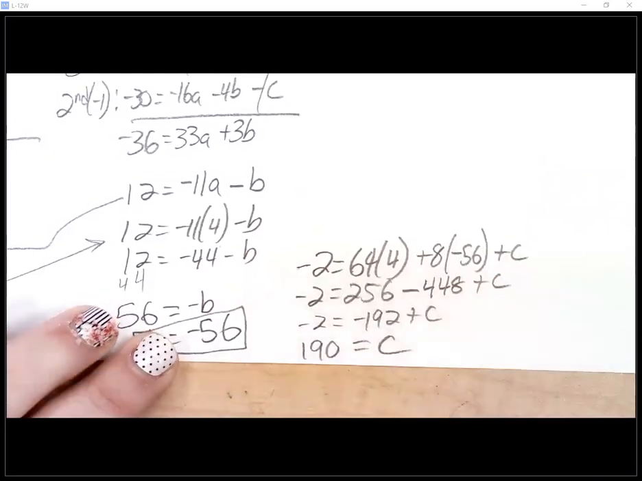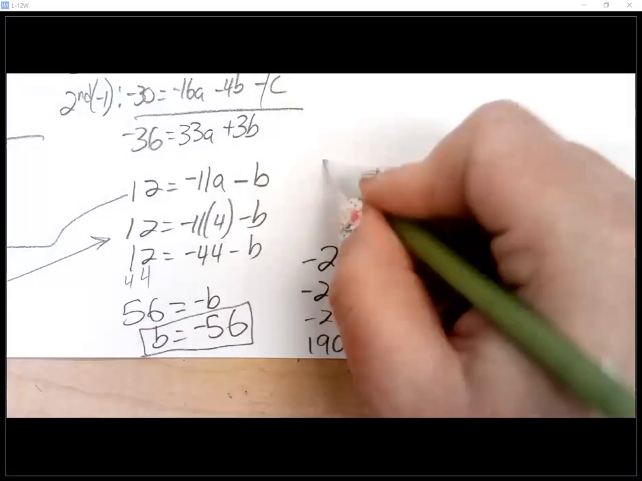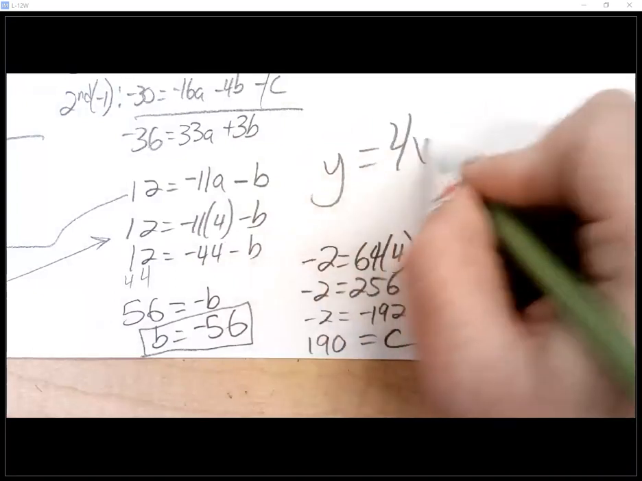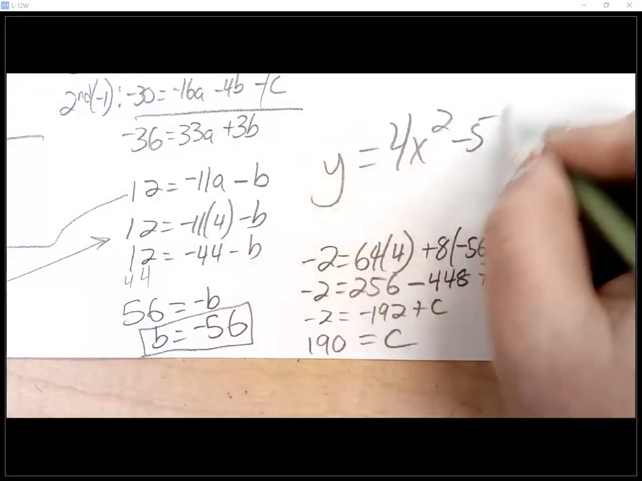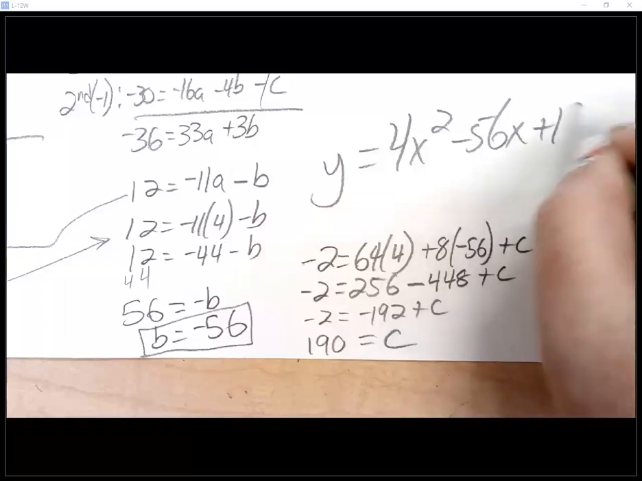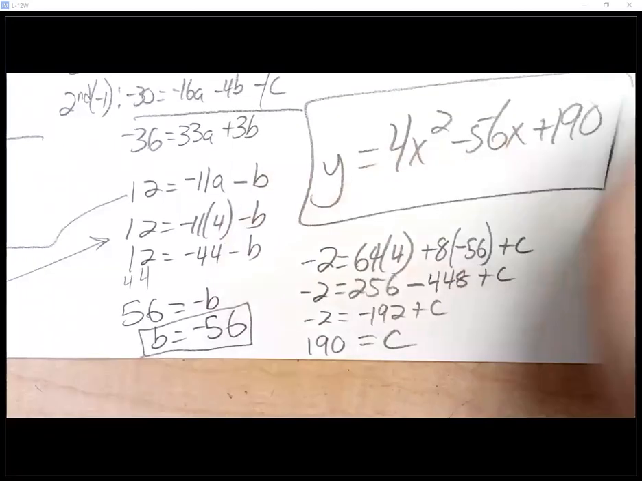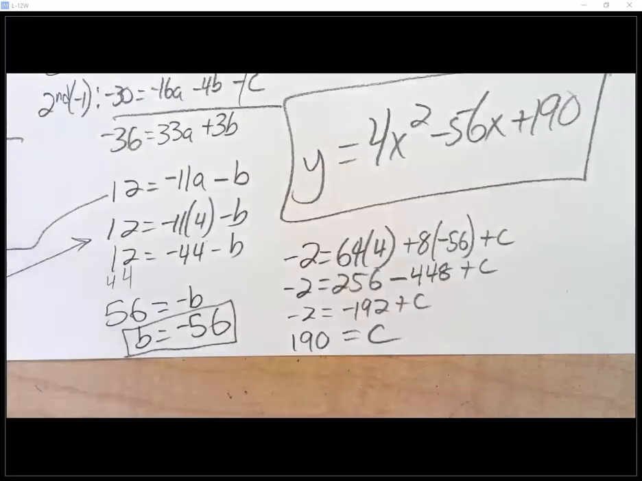Hooray! I have my 3 numbers. Put them all together. A is 4. B is negative 56. And C is 190. Like when the numbers are big, it scares me. Don't be scared. I feel like I do. As long as they come out, no decimals, no fractions, that's a good sign.